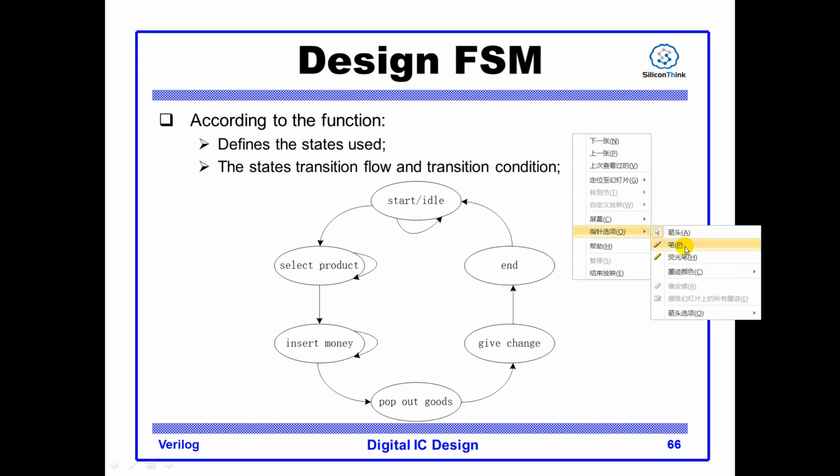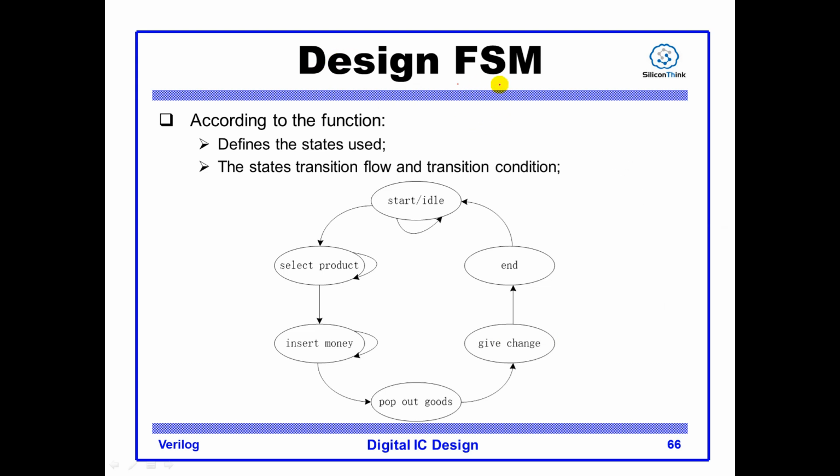So the key point of FSM design is defining the states you have to use. That is, you have to define how many states you will use in this design. Such as for the vending machine, we have defined 1, 2, 3, 4, 5, 6 states. This is the first key point for design.